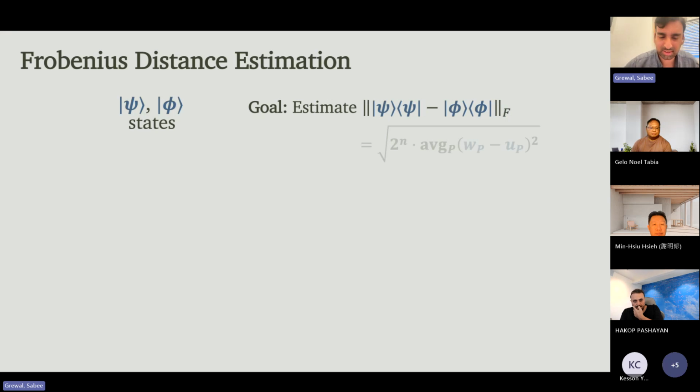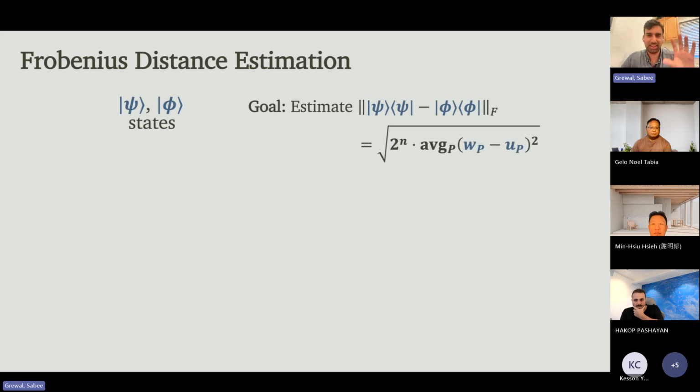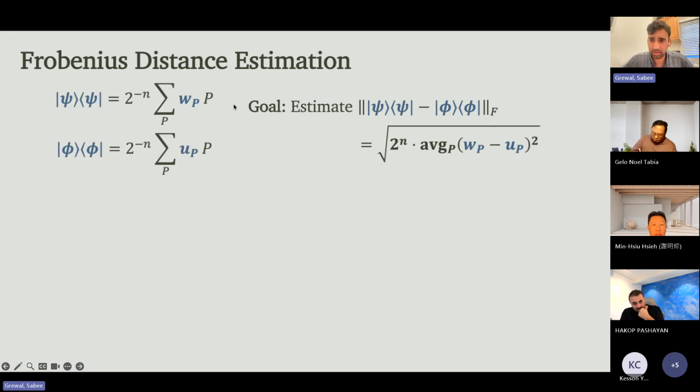So, as we go, I'm going to record the pertinent information. So our goal is to estimate this quantity, this difference squared. And it depends on these Pauli coefficients of our states.